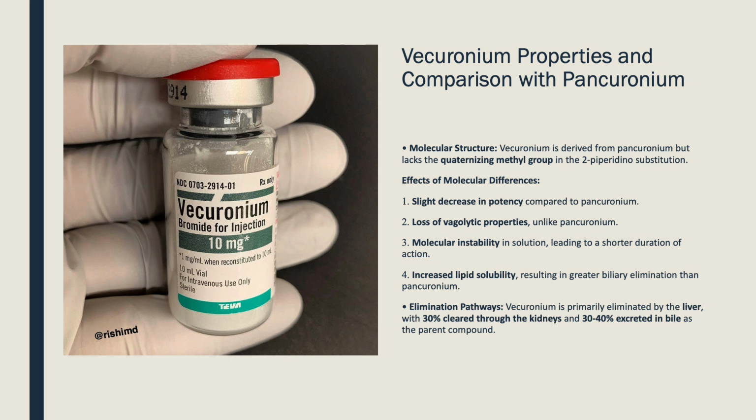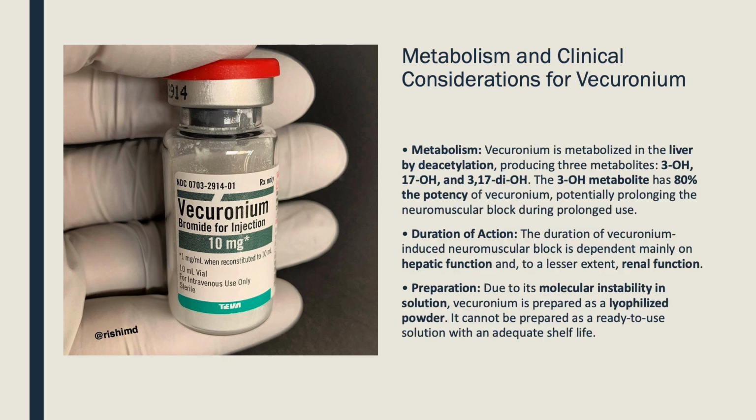As far as elimination pathway goes, it's primarily eliminated by the liver, 30% cleared through the kidneys, and you do have 30 to 40% excreted in the bile. Now, as far as metabolism goes, it undergoes metabolism in the liver through a process of deacetylation, and you have 3 different metabolites. That 3-OH metabolite still has about 80% of vecuronium's potency, and this can complicate the use of VEC, because this metabolite is crucial for you to keep in mind.